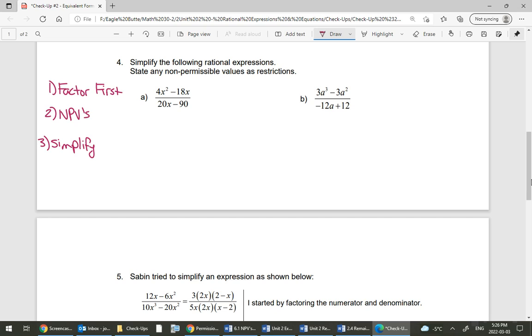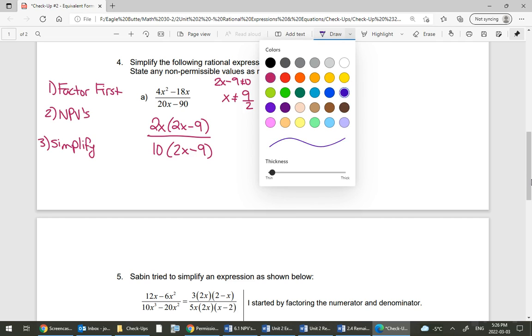So we've got 4x squared minus 18x. The first thing I'm going to do is pull out a 2x, and that's going to leave me with 2x minus 9. And then down here, I'm going to pull out a 10, and that's going to leave me with 2x minus 9. It's at this point when we do our NPVs, 2x minus 9 cannot equal 0. Again, I don't expect you to show that algebra. We can go straight to x cannot be 9 over 2. Then we get on our lightsabers.